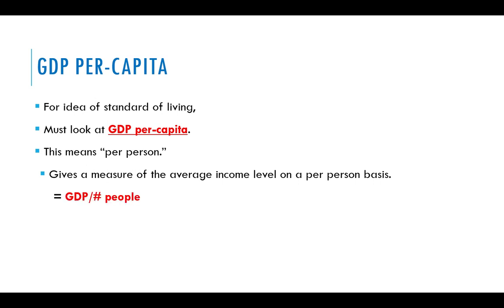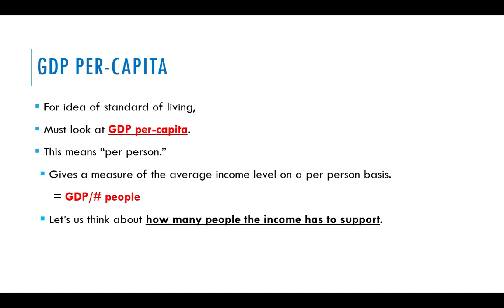So how do I calculate it? Well, I'm going to take gross domestic product, which is the whole number for the entire economy, right? And divide it by the number of people it supports. Divide it by population. So if we take GDP and divide it by population, then this lets us think about how many people the income has to support. And this is very telling. So this is going to be a way of thinking about standard of living, GDP per capita. It's going to allow us to compare also between a small and a large country.